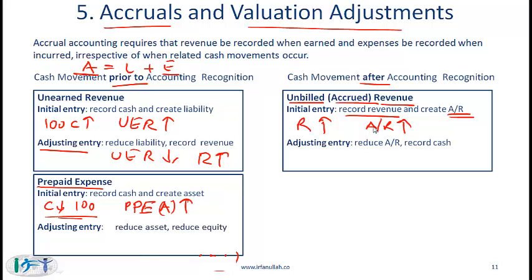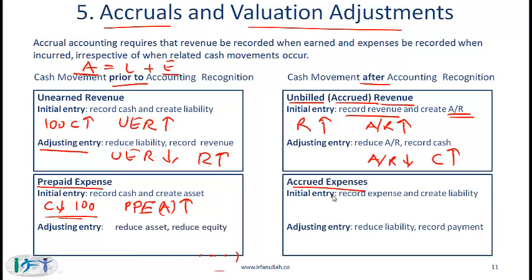Notice he's not getting cash, so cash doesn't go up, but he has a receivable, which is an asset, that goes up. Next month or next period, when he gets the money, then accounts receivable comes down, so asset down, and cash, which is another asset, goes up. So again, notice that our accounting equation balances.